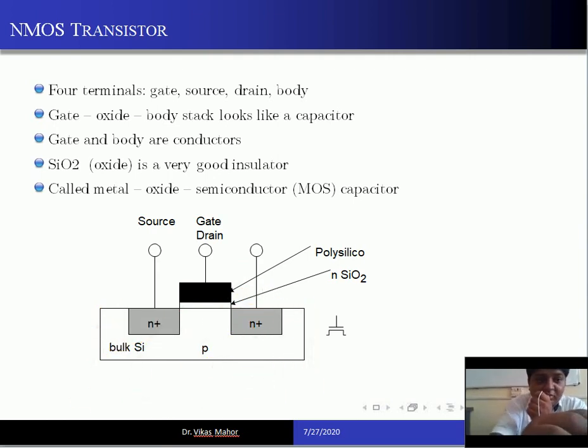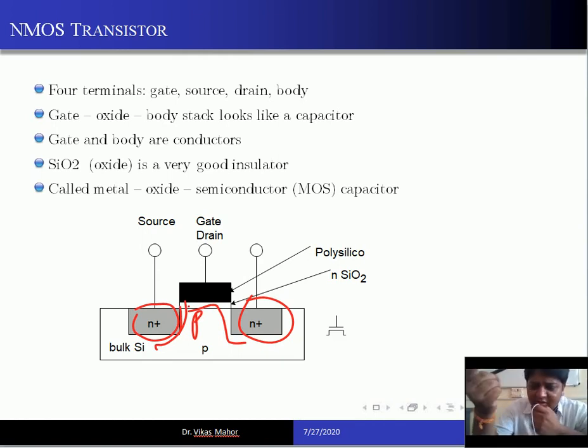Let's see how. This area is of n-type, this is of n-type, and this complete area is of p-type. This area will remain p-type. Fine. So what will happen? There is a p-n junction. That's why I have taken one side of p-n junction. There is a p-n junction here. There is a p-n junction here.